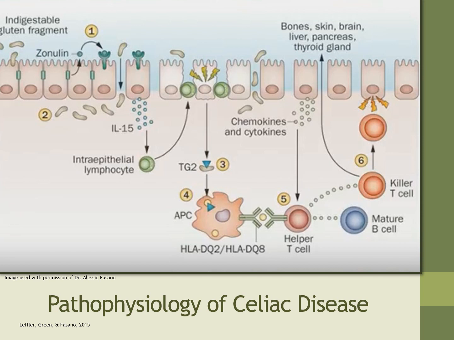Those gluten fragments that cannot be digested cause epithelial cells in the small intestine called enterocytes to release protein zonulin. Zonulin loosens tight junctions between enterocytes. It is seen here at 1. When we move to 2, tight junctions are open, which allows gluten fragments to cross the intestinal lining.